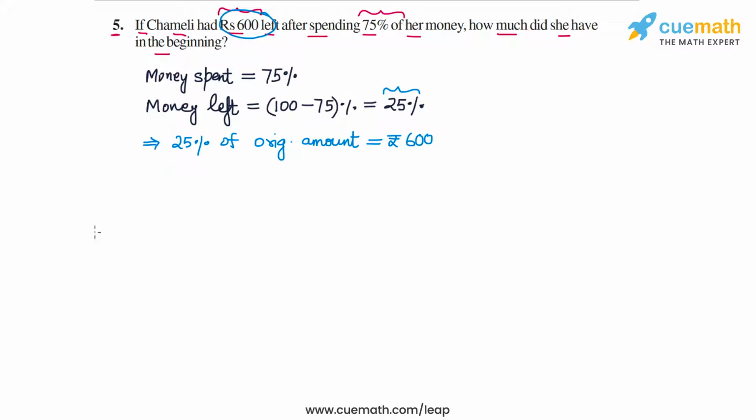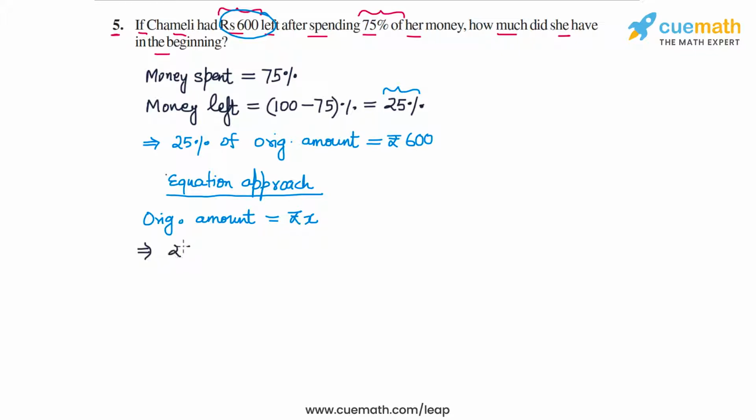So there are two ways to do it. You could form an equation in the unknown. So let's do that first. So we'll do the equation approach. In this approach, we will suppose that the unknown, which is the original amount of money, is equal to rupees x. Okay, so now 25% of rupees x is rupees 600.